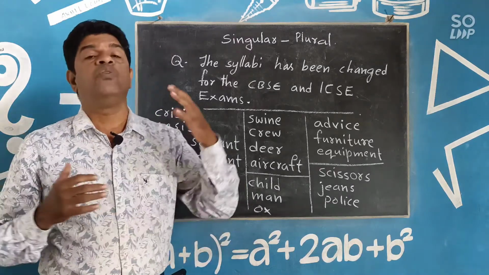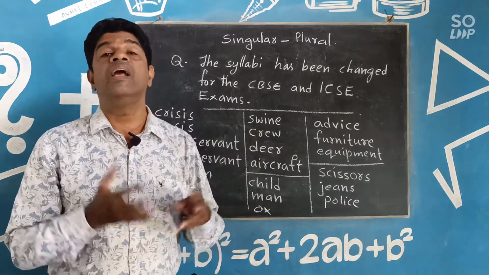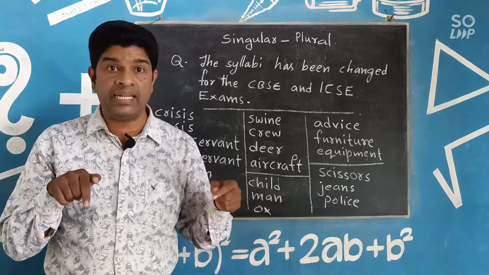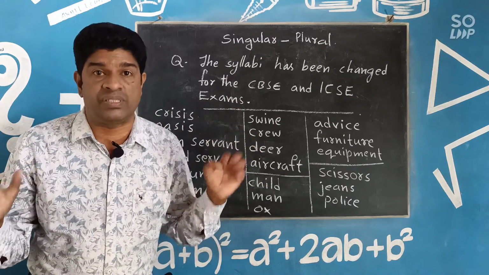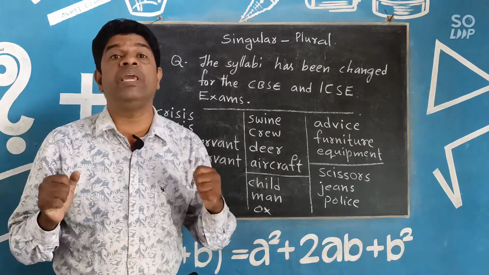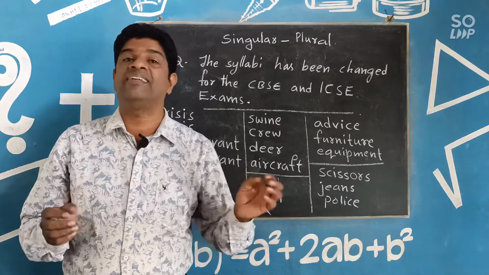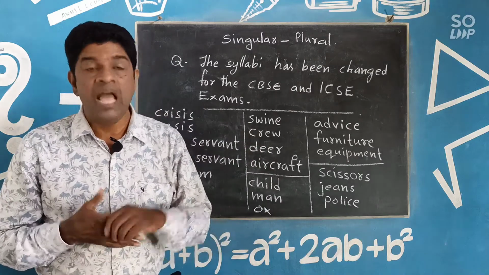For example, wife, wives, thief, that ends with an F, am I correct? Then thieves. But there are some exceptions, and we will come to those exceptions later.